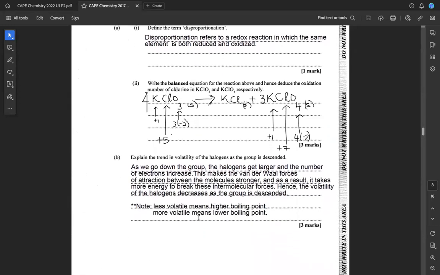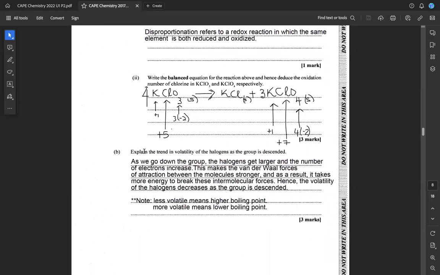All right, so moving along to part B, they're asking us to explain the trend in volatility of the halogens as the group is descended. So as we go down the group, what happens to the volatility, right? As we go down group 7, what we will see is that the halogens get larger, right? And the number of electrons actually increases. And as a result, this makes the van der Waals forces of attraction between the molecules stronger. And as a result of that, it takes way more energy to break the intermolecular forces as we go down the group, right? Hence, the volatility of the halogens decreases as the group is descended, right?